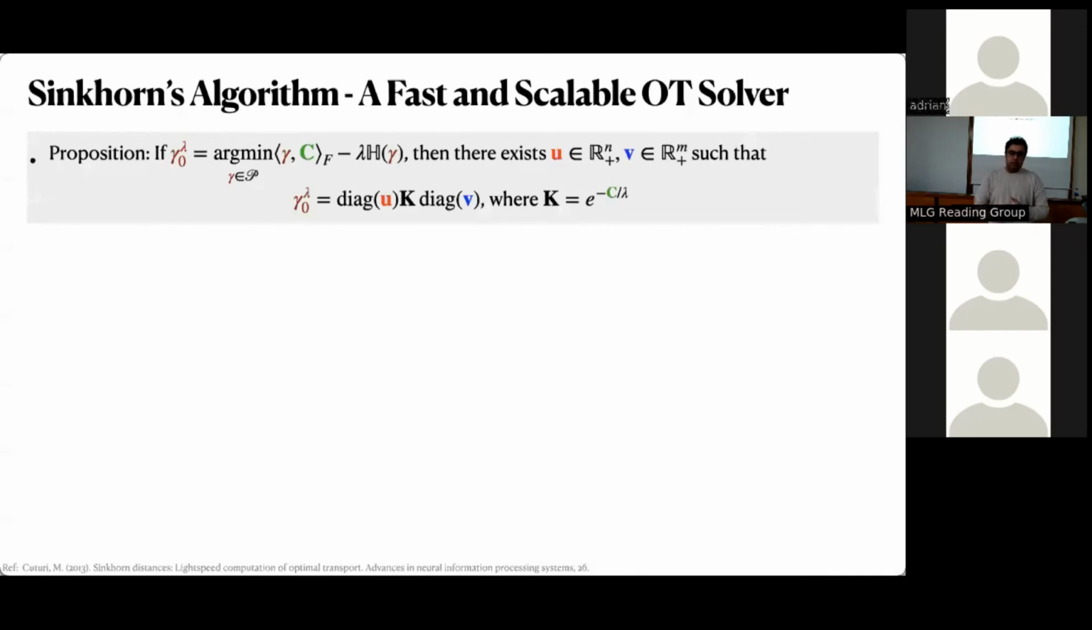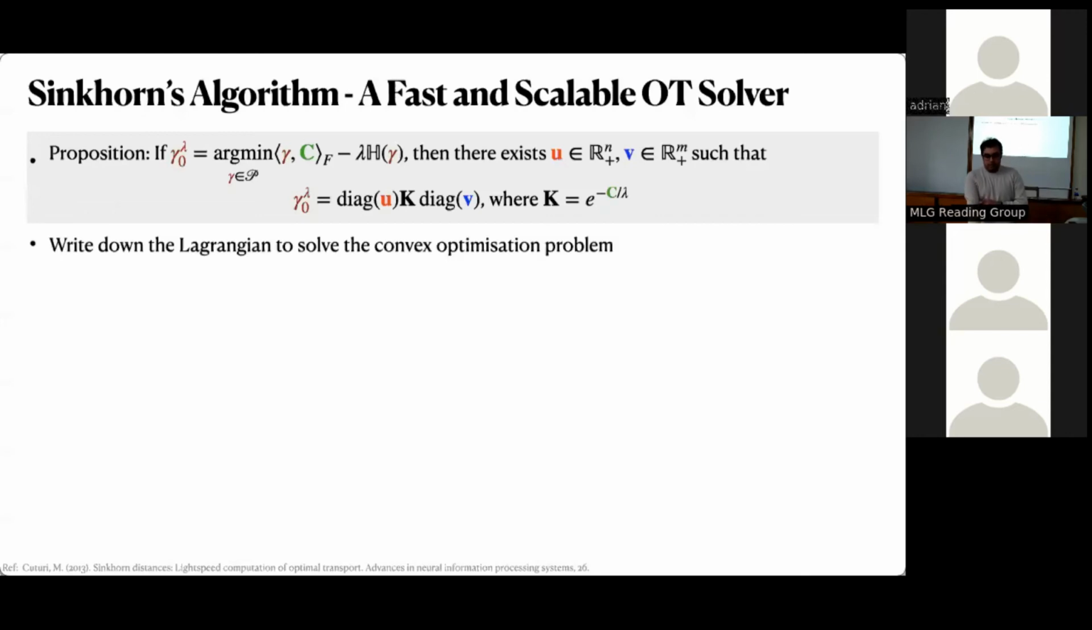This algorithm, Sinkhorn's algorithm, follows from a proposition that says, if you have an optimal coupling that minimizes the optimal transport minus lambda times the entropy term, then there exist two vectors u and v, in the source measure and the target measure, such that the optimal solution looks like a diagonal matrix times K times another diagonal matrix, where the K here looks a lot like a kernel matrix. It's basically the pointwise exponent of the cost function divided by lambda.